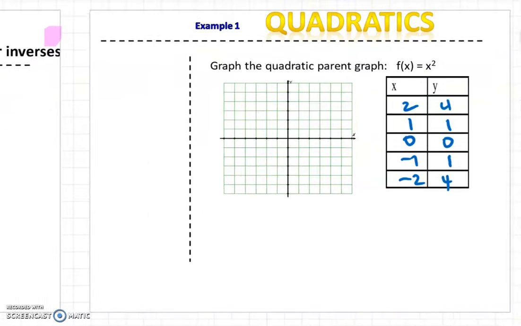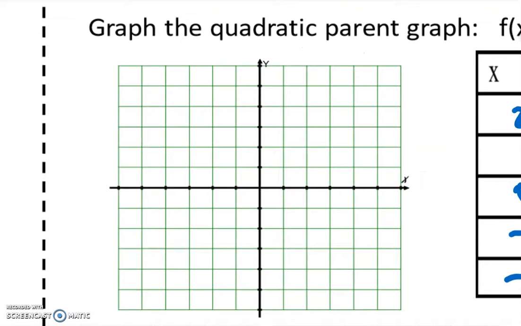So let's zoom in a little bit here. So we have 0, 0, 1, 1, negative 1, 1, 2, 4, negative 2, 4. And that's going to look like that.